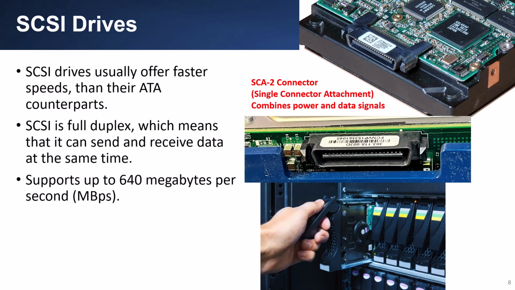SCSI drives usually offer faster speeds than their ATA counterparts. SCSI is full duplex, which means that it can send and receive data at the same time. It supports up to 640 megabytes per second.